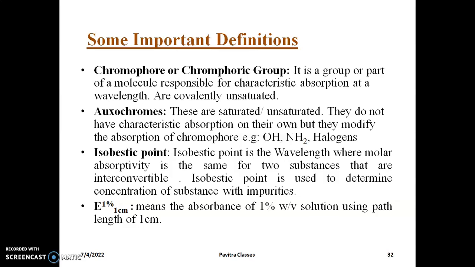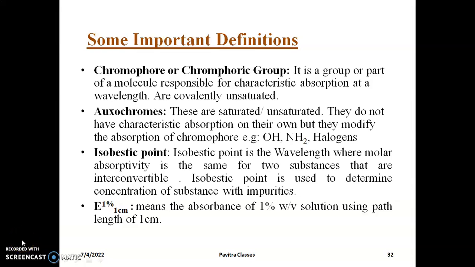Auxochromes are saturated or unsaturated groups. They do not have characteristic absorption, but they can modify the chromophore groups. Examples are the OH group and NH2 group in molecules. The third one is the isosbestic point. It is the wavelength at which the molar absorptivity of two or more compounds is the same. If two compounds have the same absorbance at a particular wavelength, that point is called the isosbestic point.